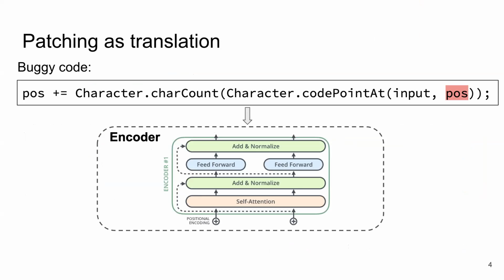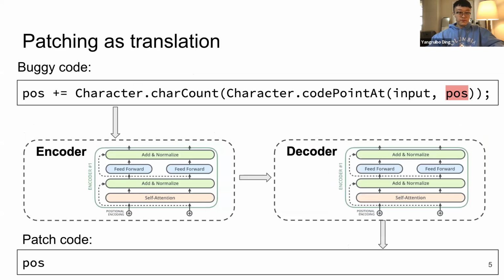In this work, we examine the concept of patching as translation, which regards program repair as a translation task and applies the sequence-to-sequence model to transform the buggy code to a candidate patch. For example, the translation-based approach will feed this buggy code into an encoder, then the encoder will compactly encode the important information from the input.